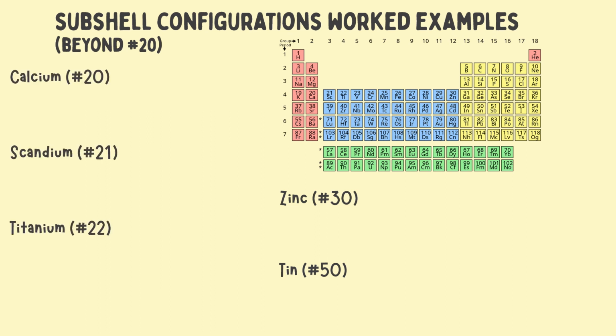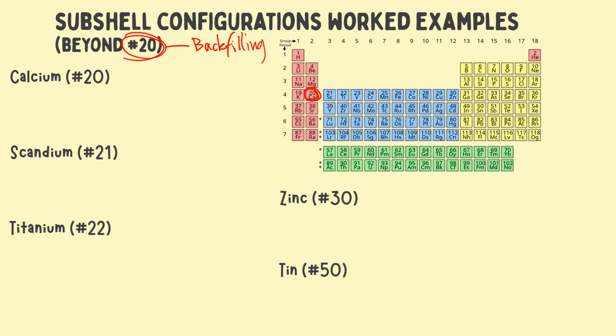Alright, in this video we're going to do some worked examples on how to write the subshell configuration, but for elements beyond 20. So these are the more complex questions that involve backfilling. We'll start with calcium, which is element number 20. This is actually the first one before backfilling begins, so it's a good one to start on.